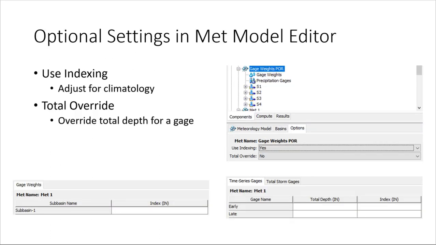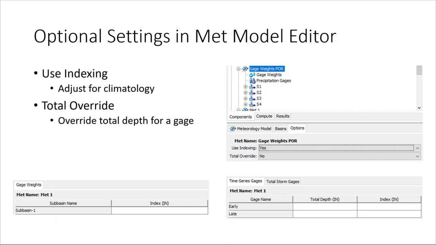If you click on the MET model and switch over to the Options tab, you'll see two options, Use Indexing and Total Override. These give you even more control over how HMS computes properties of the storm. Enabling indexing adds an extra node underneath the MET model and also adds a new tab under the Precipitation Gauges node that's already there. Indexing allows you to adjust gauge depth averaging to account for variation in things like climatology. For example, in a mountainous area where the annual total precipitation changes quite rapidly with elevation, you may choose to use the annual total precipitation to adjust your estimate for how the depth should be applied to the subbasin.